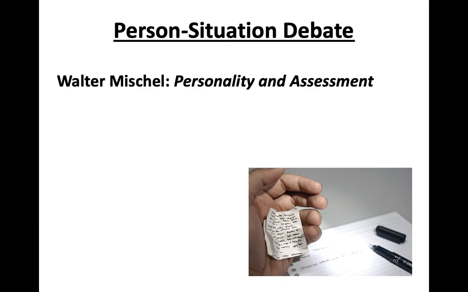It was this notion that shook the foundation of personality psychology in the late 1960s when Walter Mischel published a book called Personality and Assessment. In it, Mischel suggested that if one looks closely at people's behaviors across many different situations, they're often not very consistent.